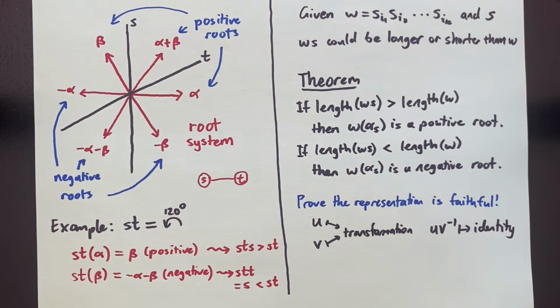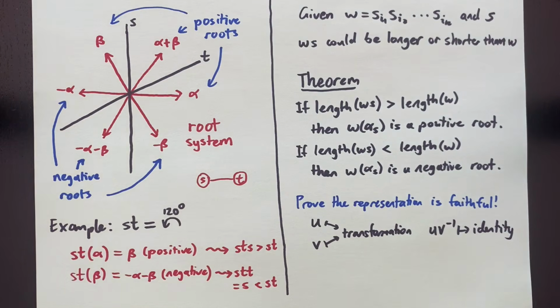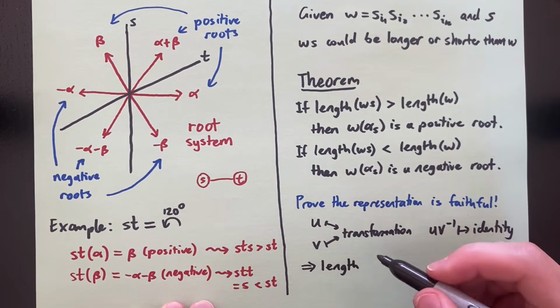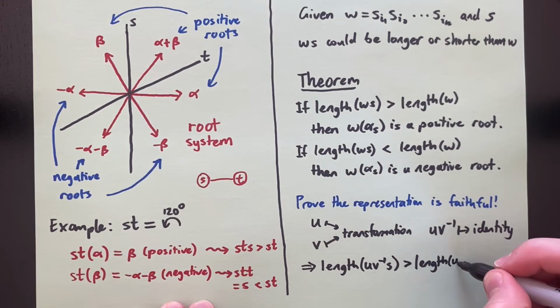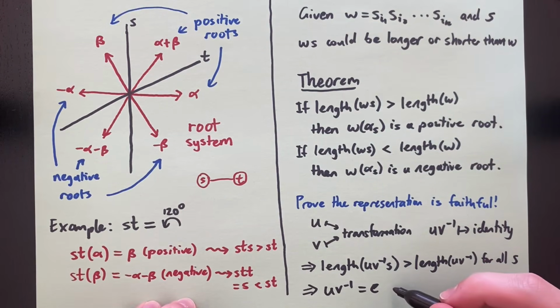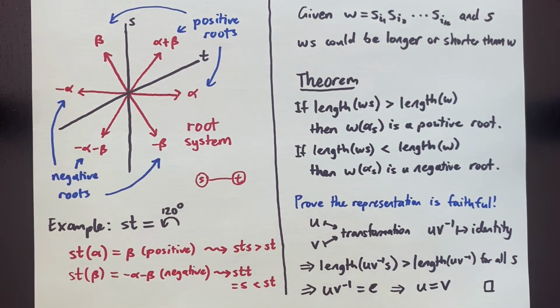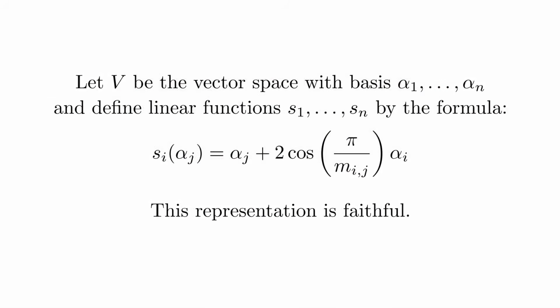It sends all of the starting roots to themselves, which in particular are positive roots. So using this theorem that I've just described, this product, uv inverse, must increase in length if we multiply it by any generator. But there's only one reduced word with that property, the empty word. Every other word can be shortened by multiplying by the rightmost generator. That means u times v inverse is the group identity, which means u equals v. So if two elements get mapped to the same linear transformation, they must be the same element, proving faithfulness. We now have a faithful linear representation of every Coxeter system.